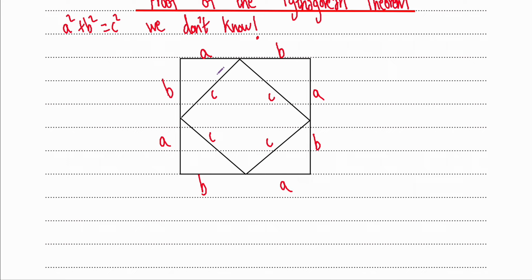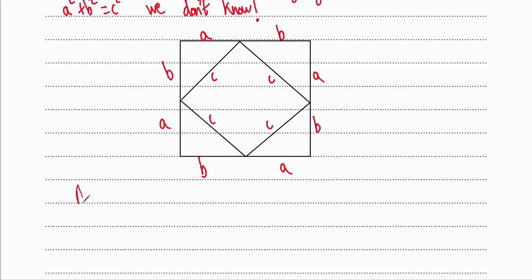I've divided the big square in such a way so that I have A plus B on the top. So I have A plus B and then I have A plus B. So you can see it's still a square, right? Because this length right here is A plus B and the other length is also A plus B. So it's still a square.